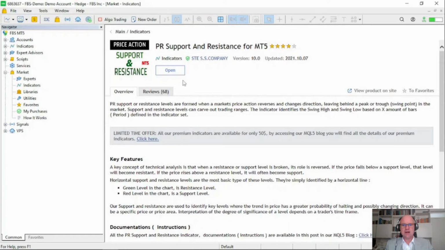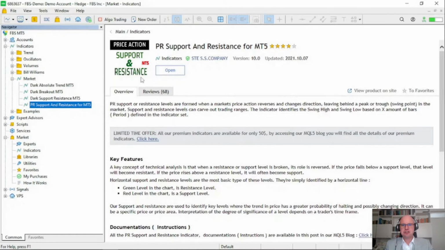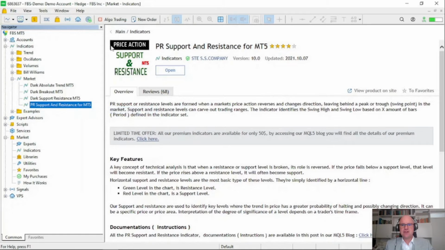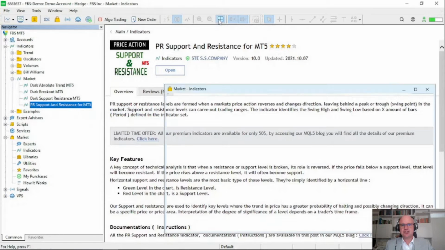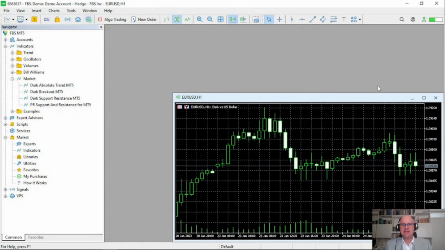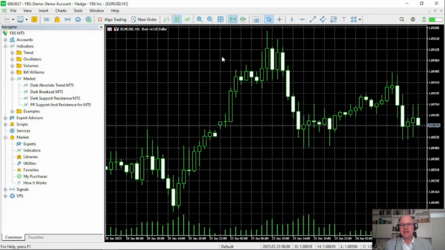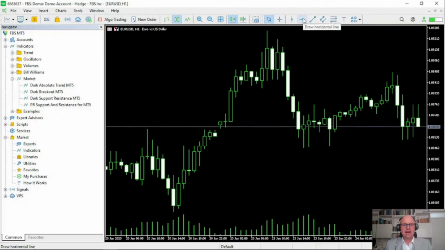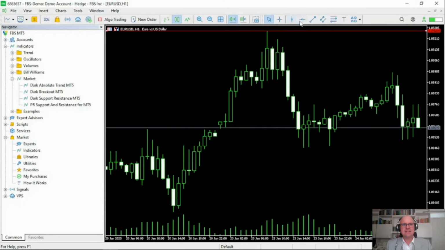So I have already downloaded the indicator, so what I'm going to do next is attach it to a chart. To attach an indicator to a chart is very simple. You can either right click and attach to chart, or create a new chart window and simply drag it to the instrument that you would like to trade. We're going to be using the EUR/USD on the hourly, and let's take a look at how it identifies its support and resistance zones.